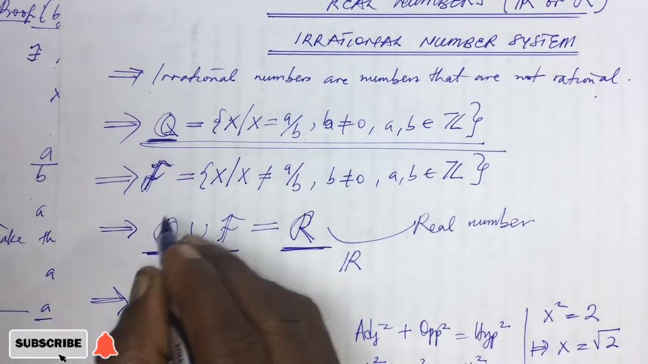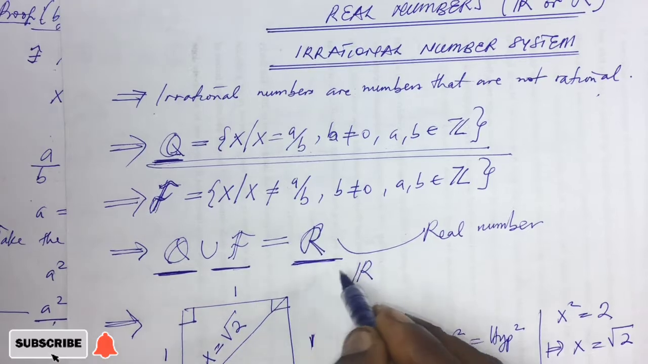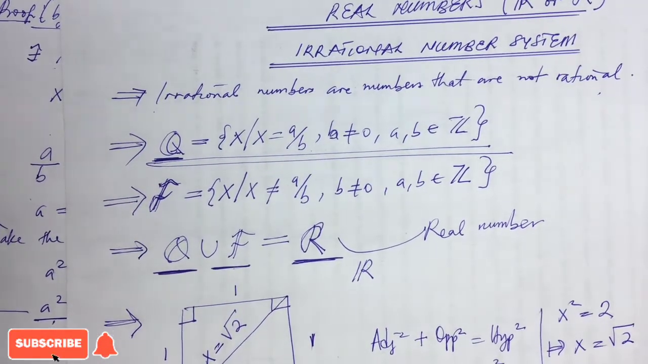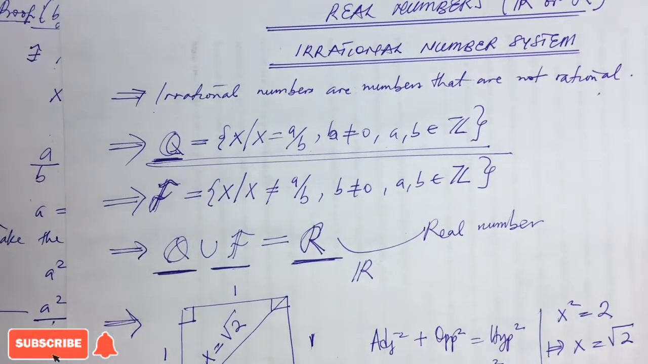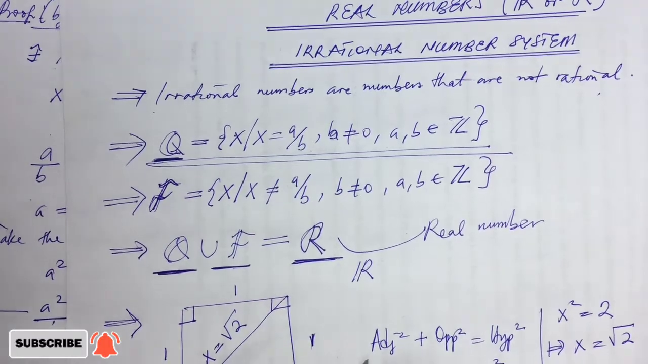So, uniting the rational number system with the irrational number system will give you what is called the real number system. So, real numbers are made up of two systems in union, and that is, the rational number system and the irrational number system.